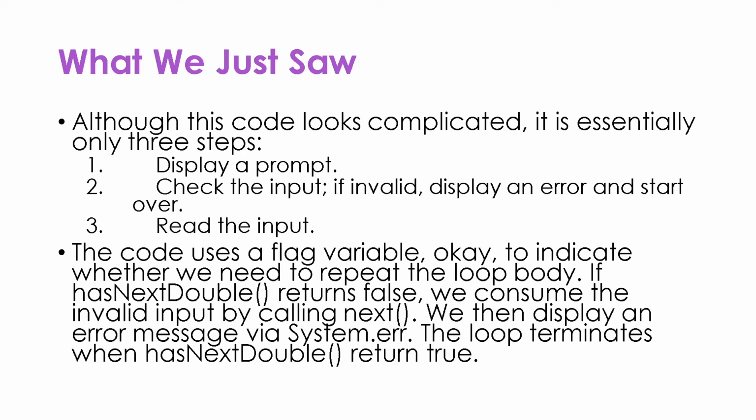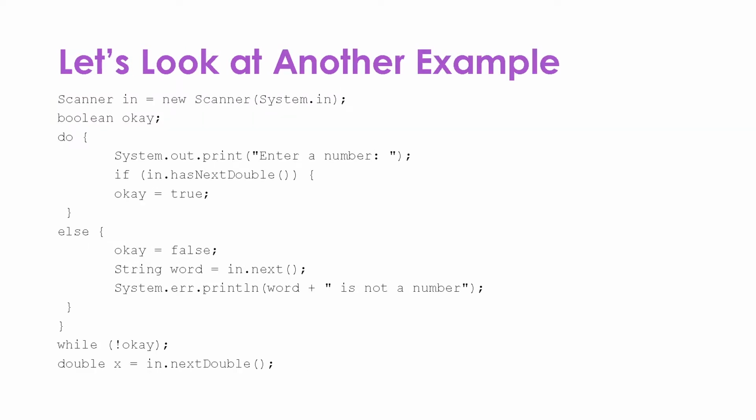So let's talk about what we just saw for a minute there. Let's break that down into words, for those who are more lexicographically inclined. This code looks complicated, but it's essentially just 3 steps. We're displaying a prompt. We're checking the input. If the input is invalid, we're going to display an error and start over. Otherwise, we're going to read the input. So it's actually really simple code. There's a lot of code here, and it looks like there's a lot of stuff going on, but it's really fairly simple.